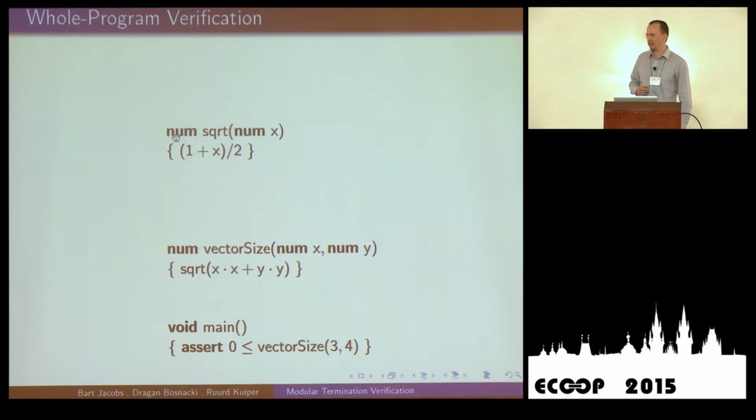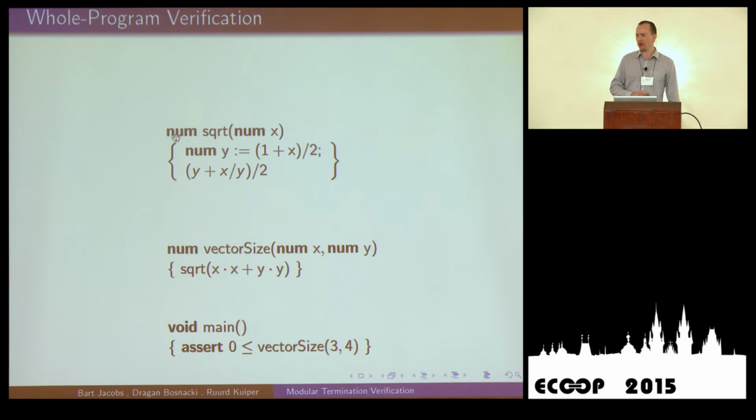Now, this is one way of reasoning about programs, and it has the advantage that you don't need any additional annotations. The downside is, of course, if you then modify your program, for example, we change square root so that it computes a slightly more accurate approximation of the square root, then we have to redo the entire reasoning because we didn't record any intermediate results of our reasoning. So now we have to look at the entire program again. That's why we want to do modular verification.